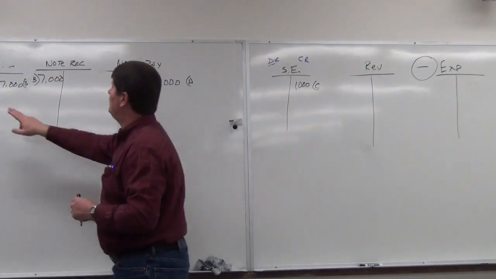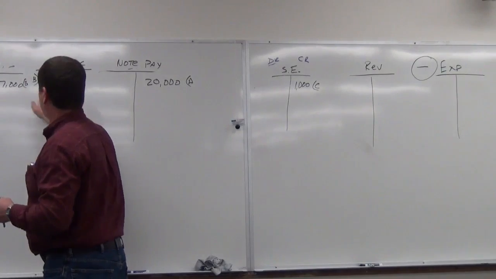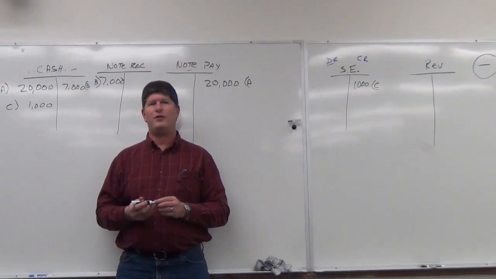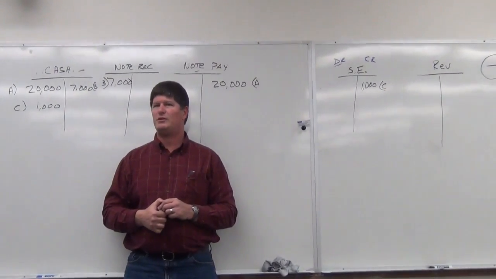Now notice, debit, credit, debit, credit, debit, credit. So I stay in balance, right? For every debit, there must be a credit. For every credit, there must be a debit.